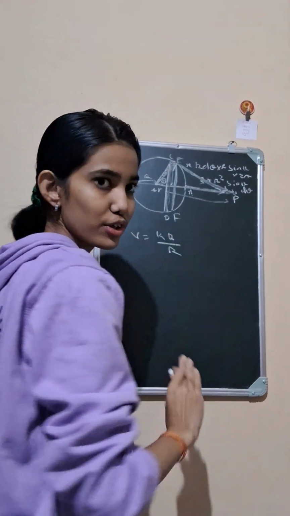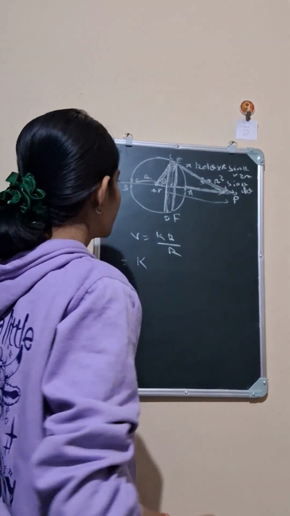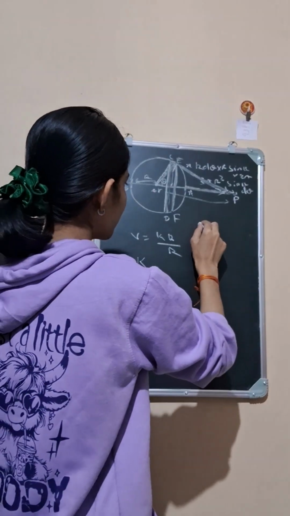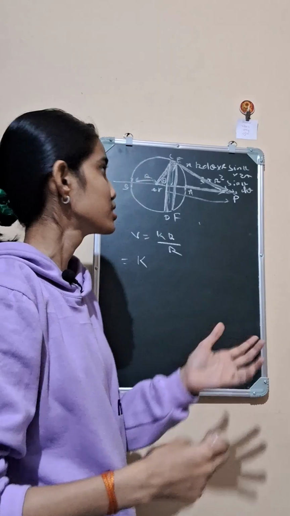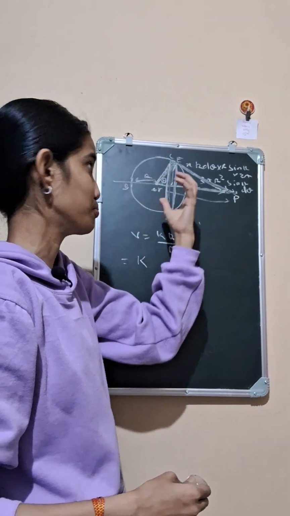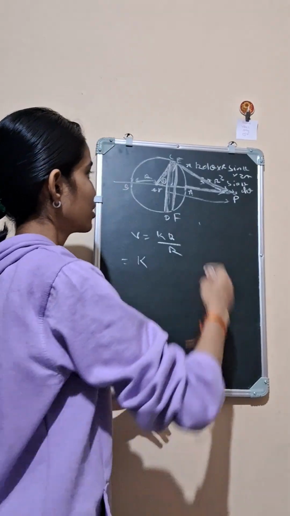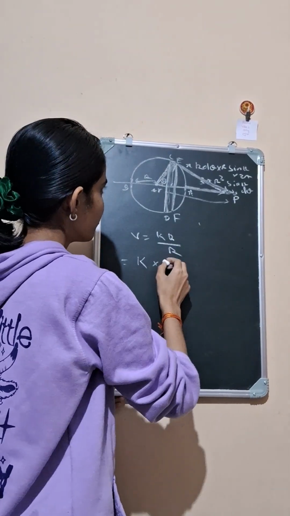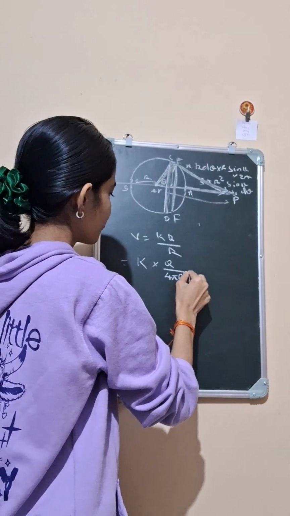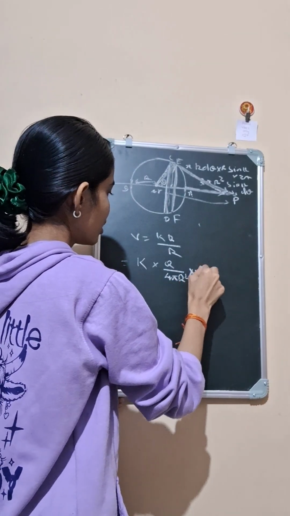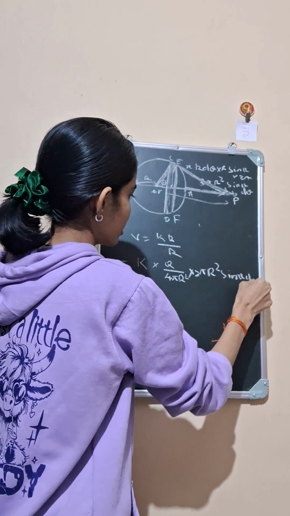Here k will be given for a particular medium, and q will be equal to sigma, the surface charge density, multiplied with the surface area of this ring. That means we will get the amount of charge present on this elemental ring. So this will be equal to q by 4 pi R square, which is sigma, multiplied with the surface area, 2 pi r square sin theta d theta.